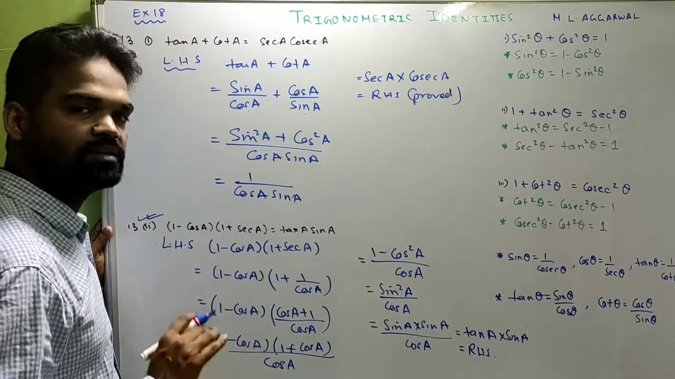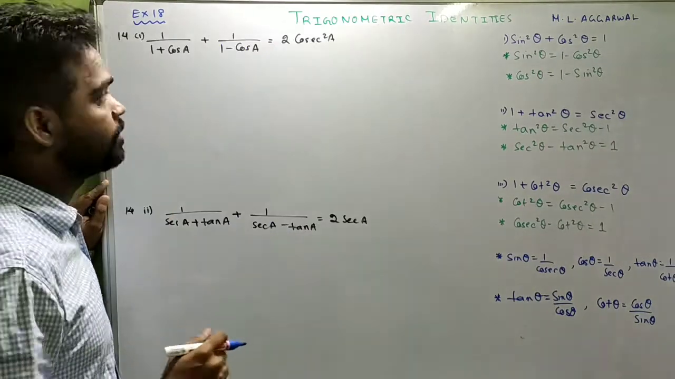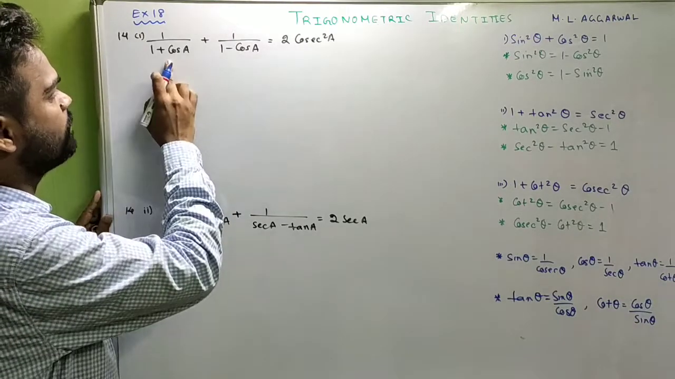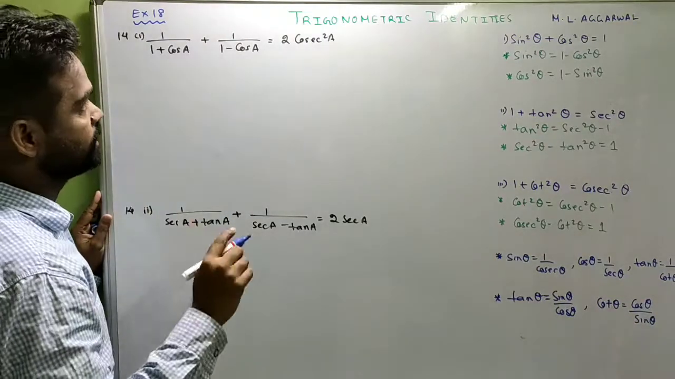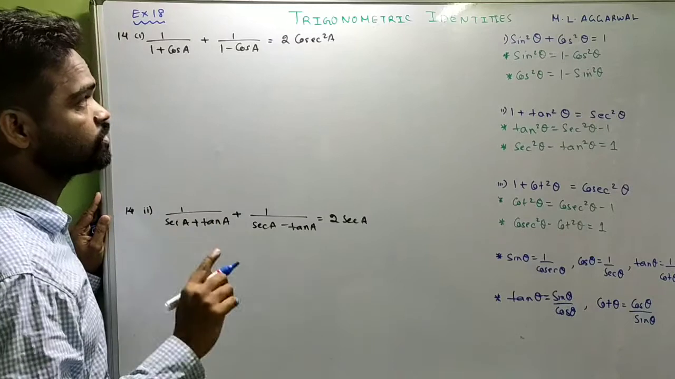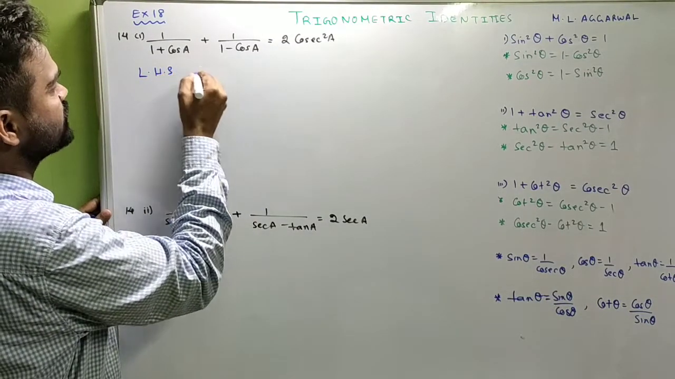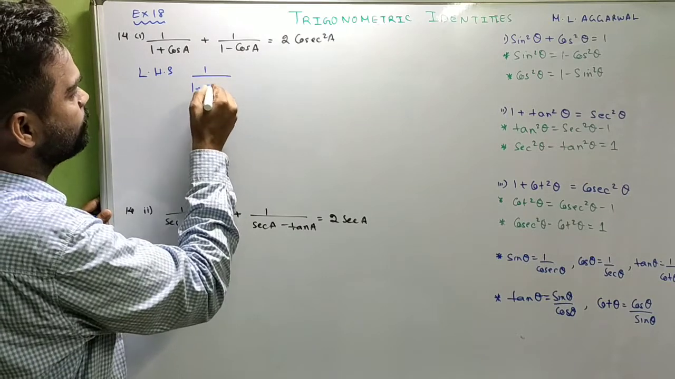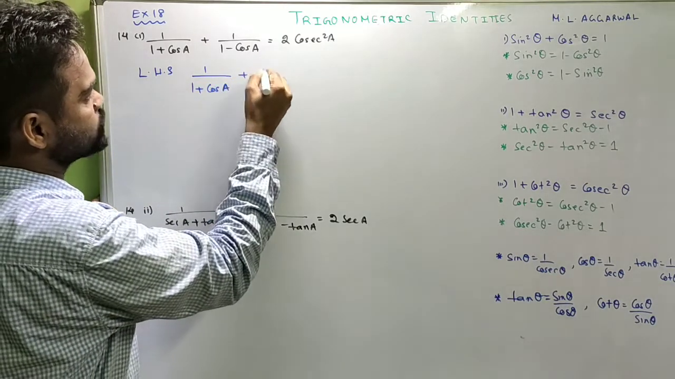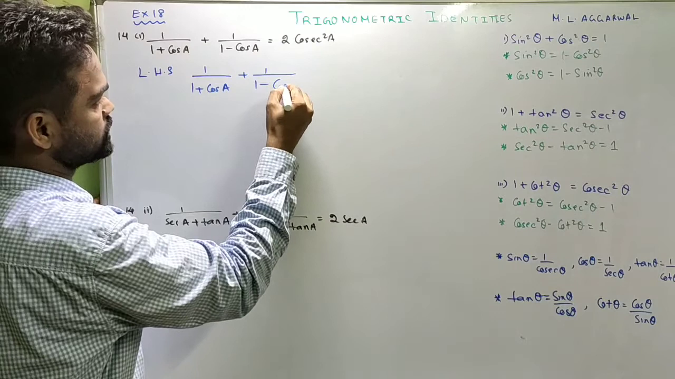Now let us look at the next sum. Now look at sum number 14, part 1. Prove that 1 by 1 plus cos A plus 1 by 1 minus cos A equals to 2 cosec square A. Very easy. Look over here. The left hand side is what? 1 by 1 plus cos A plus 1 by 1 minus cos A.